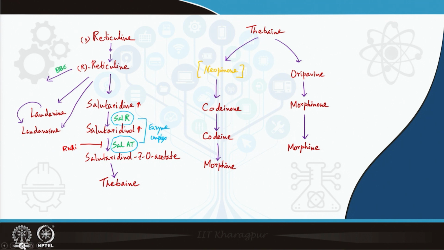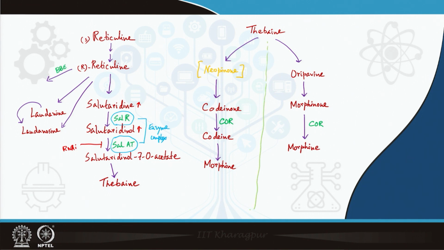So the enzyme responsible for these conversions is COR, codeinone reductase, which converts codeinone to codeine and morphinone to morphine. Now, let me tell you a little bit more about these two pathways.